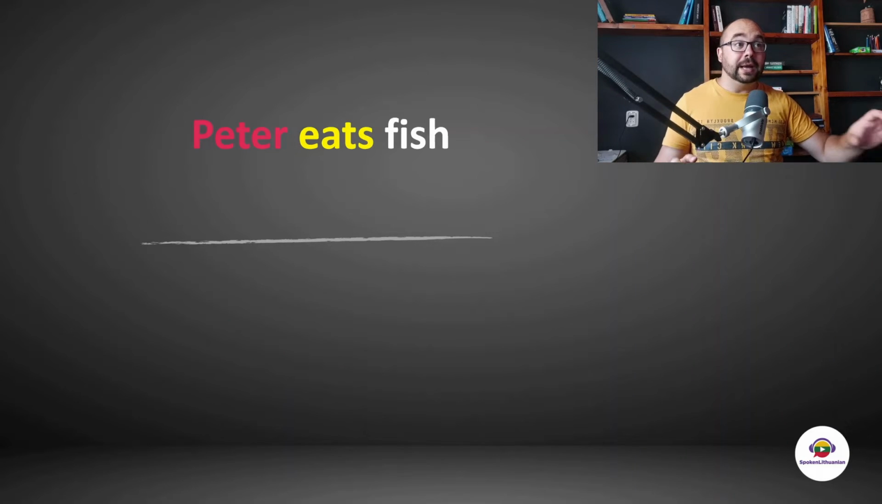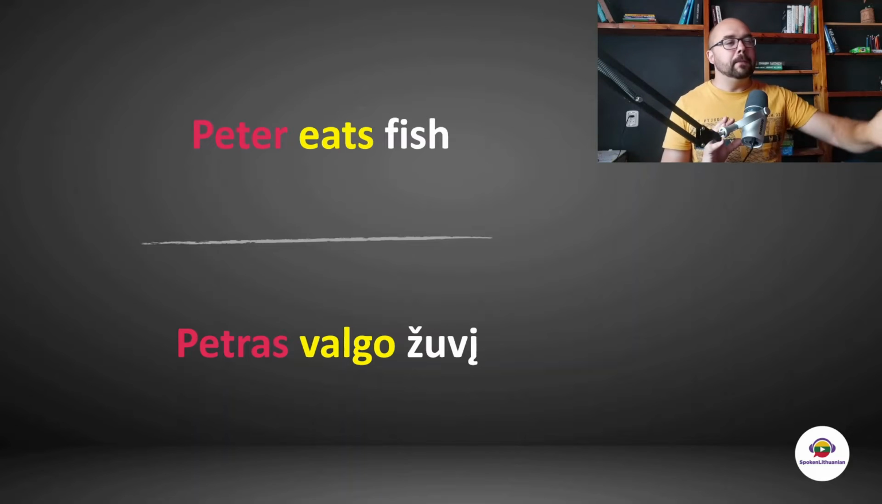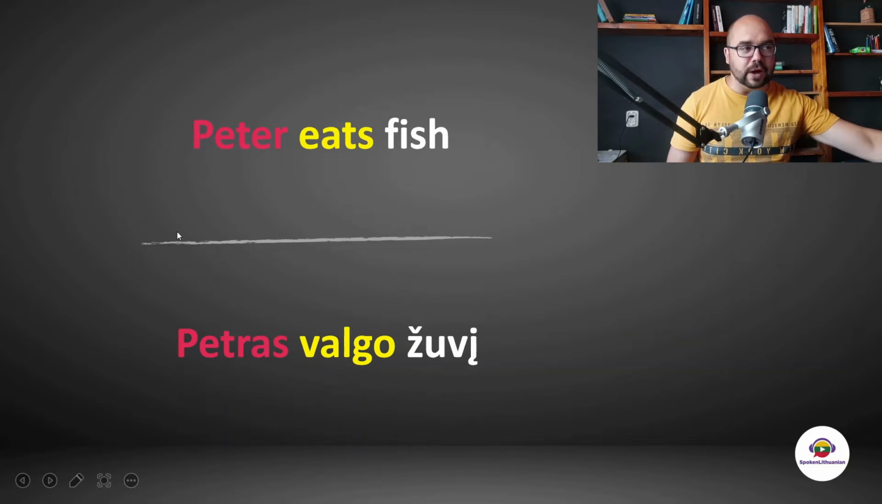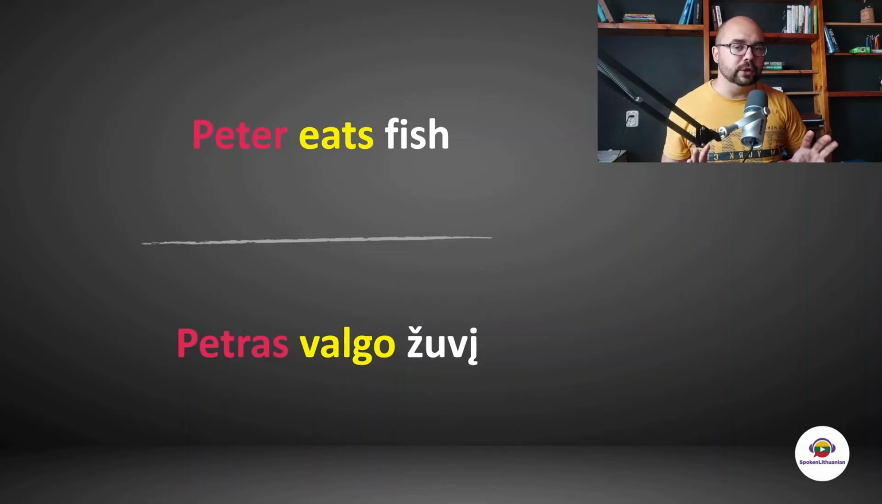Now, Peter eats fish. Petras valgo žuvį. Petras, by the way, is the Lithuanian version of the name Peter. Now, we have the valgo ending because Petras is basically he. It's just that in this case, we have a name instead of a pronoun. Petras valgo žuvį. Okay, so now we understand the basic sentence, why we have this case, why we have the valgo ending. Now you understand how to compose a sentence like that, only with just these words.